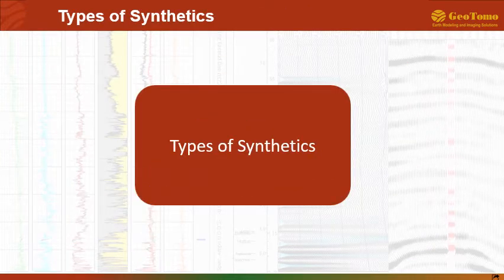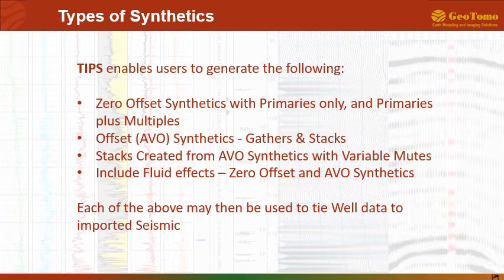Okay, let's review the types of synthetics available in TIPS. In TIPS, you can very easily and quickly generate the following: zero offset synthetics with primaries only and primaries plus multiples, offset, also known as aviosynthetics, both gathers and stacks, stacks created from aviosynthetics with variable mutes, and you can include fluid effects for both zero offset and aviosynthetics.